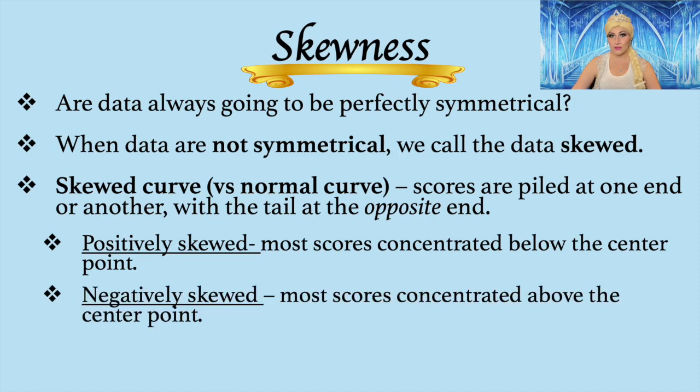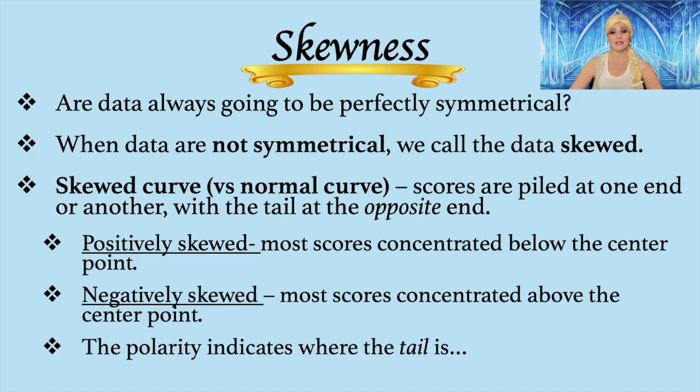The second type of skewness is called a negative skew. When data are negatively skewed, it means that most of the scores are concentrated above the mean or above the center point. And the most important thing to remember is that the polarity, whether it's positive or negative, indicates where the tail is. So if something is positively skewed, the tail is on the positive end. If something is negatively skewed, the tail of our curve is on the negative side. So let's take a look at some examples.